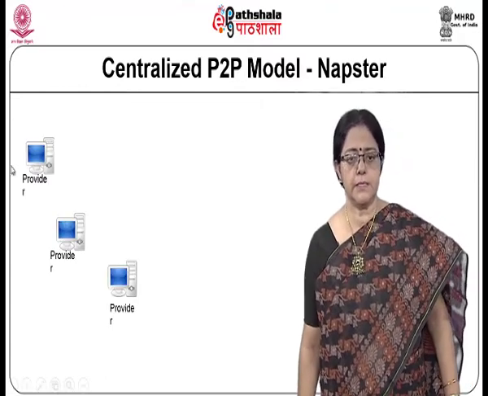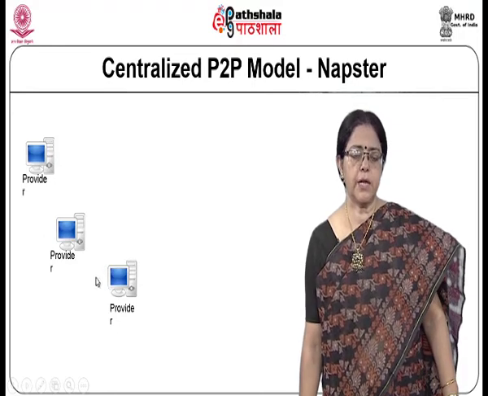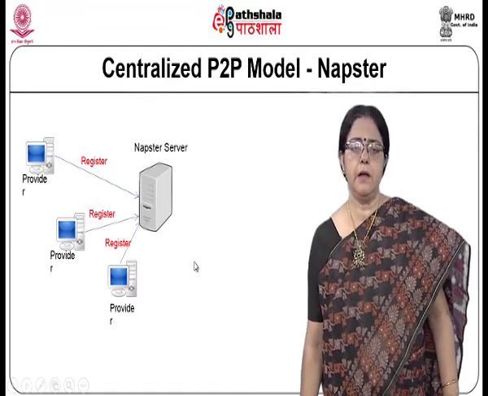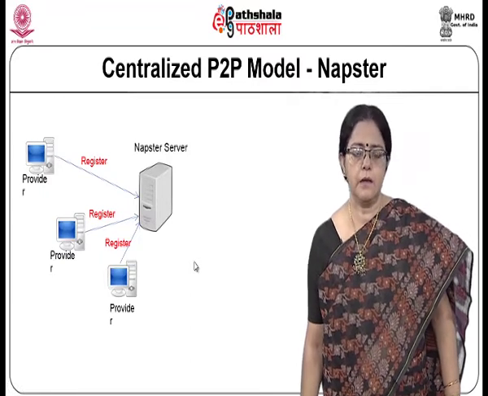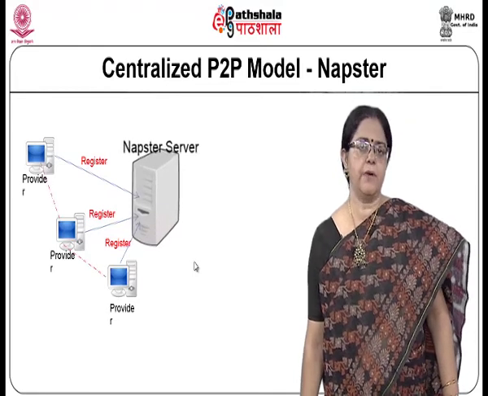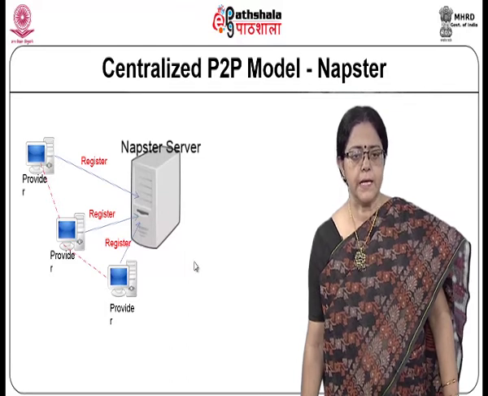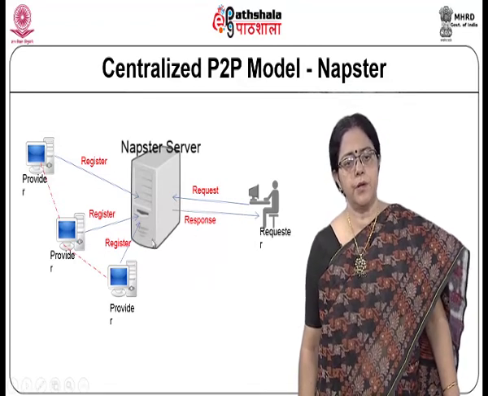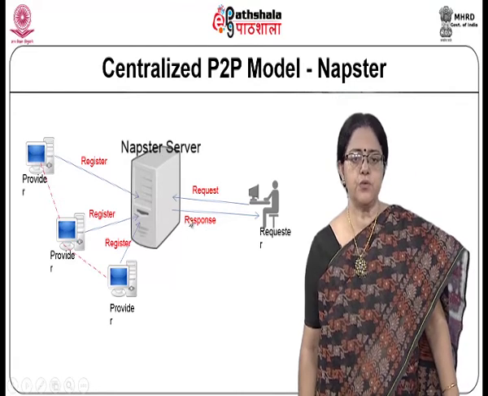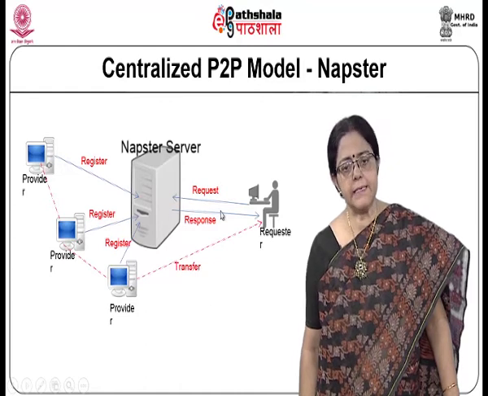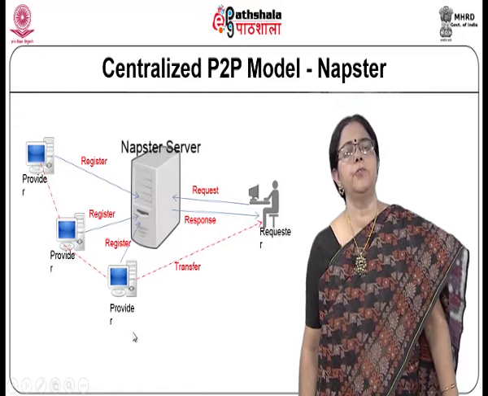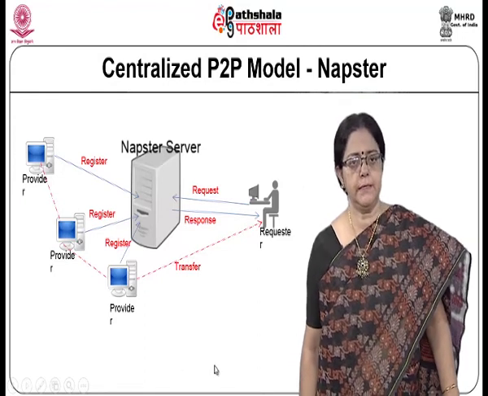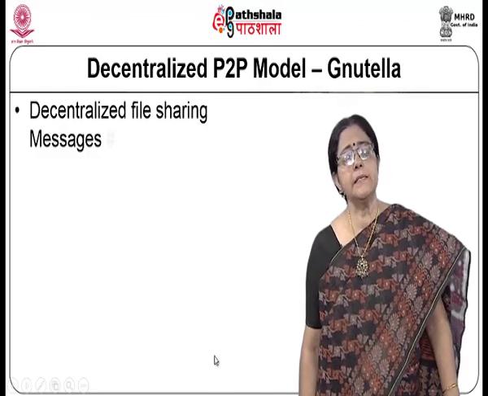So, here is an example where we have 3 providers which are trying to provide the data, and here is one Napster server. They all have to register with their location information and the data that they want to share, and now the Napster server has the information for all these providers. When a requester sends a request, the Napster server looks up its own mapping mechanism and decides which node contains the data, and then sends the response to the requester saying that this particular node contains your data, and then it will be the responsibility of the requester and the provider to communicate with each other and exchange the information. So, this is how Napster works.